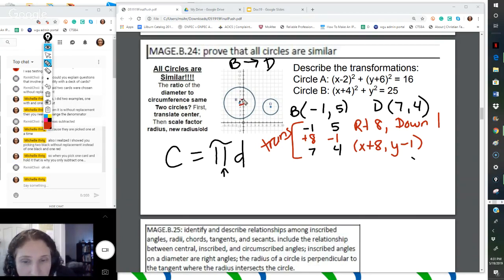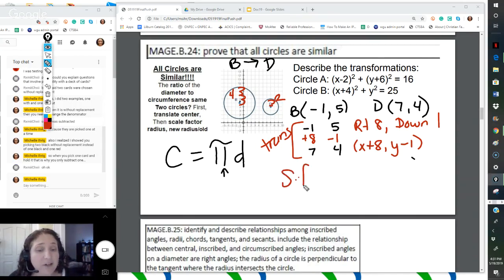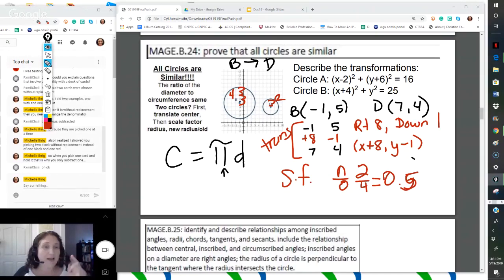When I count here, I've got 1, 2, 3, 4 for my radius. Here I have 2 for my radius. The formula for scale factor is always new over old. So I've got 2 divided by 4, or a scale factor of 0.5. So that's what happens. So that's how I did it for the circle.